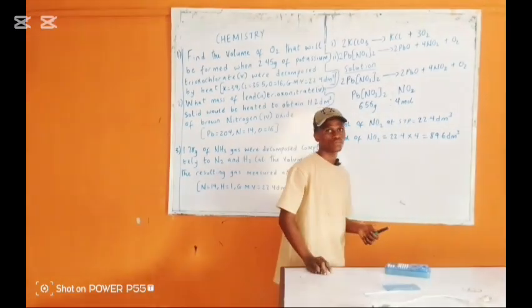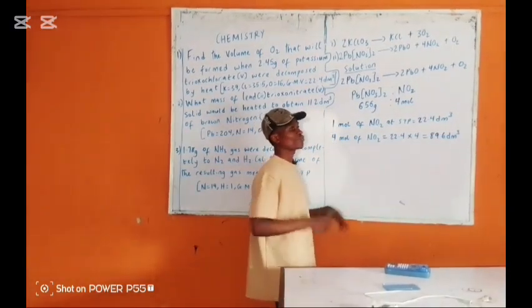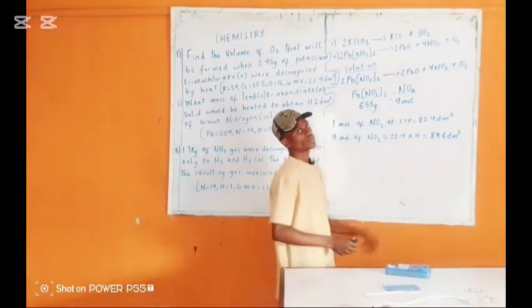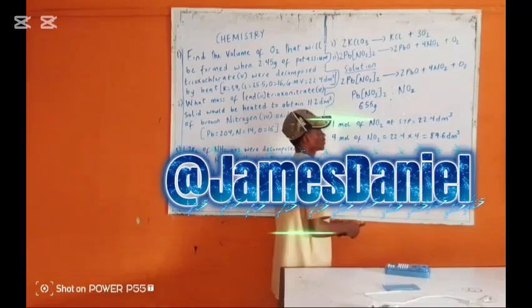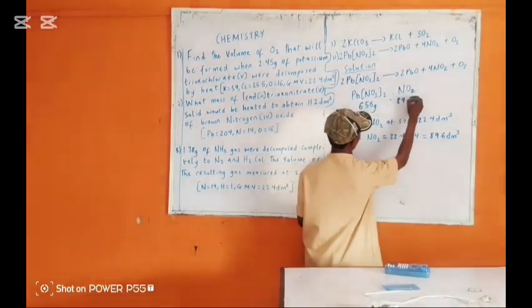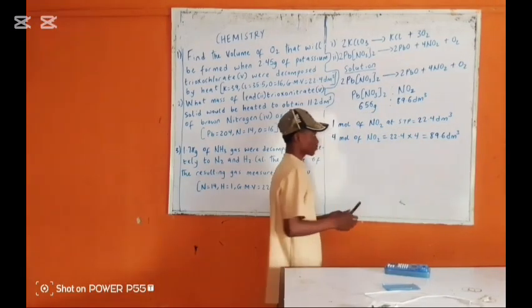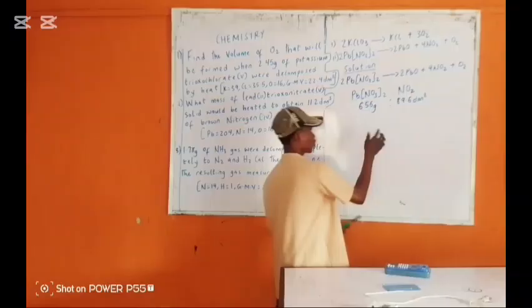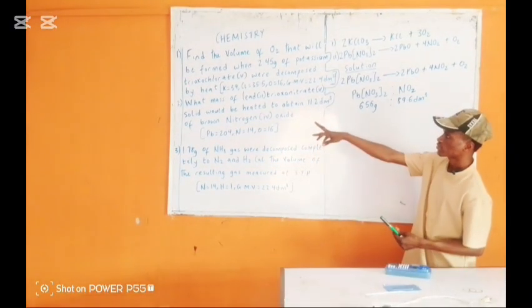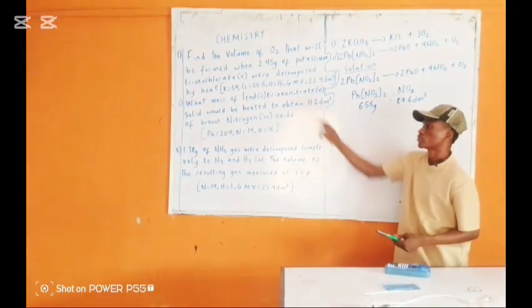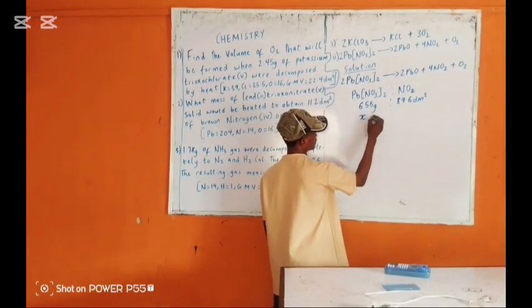So 4 moles, sorry, occupy a volume of 89.6 dm cube. Now, what's the next thing? What mass of this? So what happened here? We have X gram.